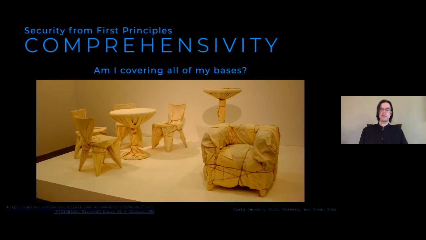So the first principle is comprehensivity. Am I covering all of my bases? The comprehensivity principle states that I must identify and account for all relevant systems, actors, and risks in the environment. Now, this is a very tall order. But we're going to go through this list of principles multiple times since they interrelate. So we don't necessarily need to be entirely comprehensive on the first pass. If I forget a system or forget an actor, that's fine. It'll probably come up as we go through subsequent passes through the seven principles.